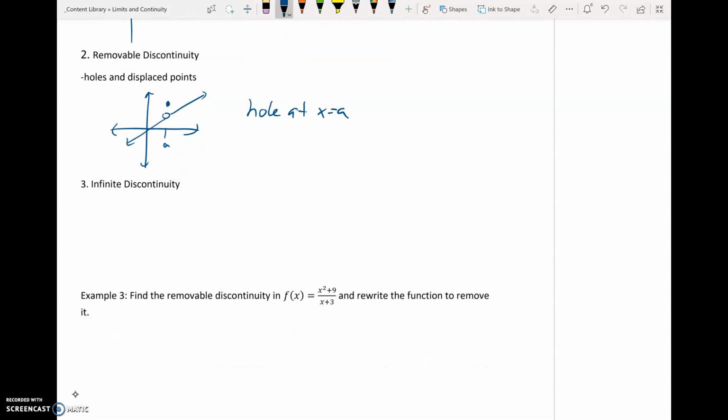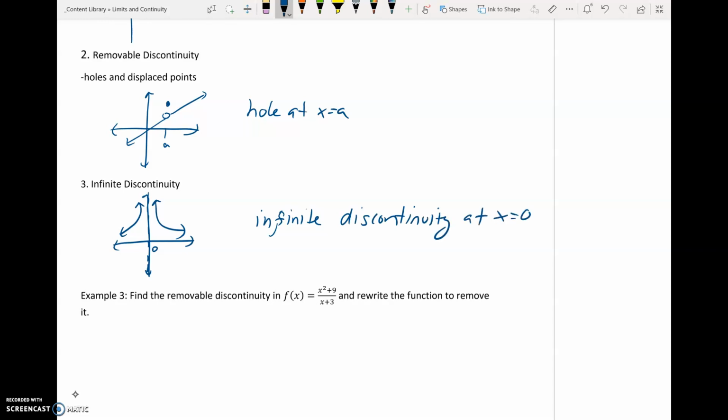You could also have an infinite discontinuity. This just means you have an asymptote, a vertical asymptote somewhere, and then the graph exists on either side of that asymptote. We can call this 0 along the y-axis. So we have an infinite discontinuity at x equals 0.